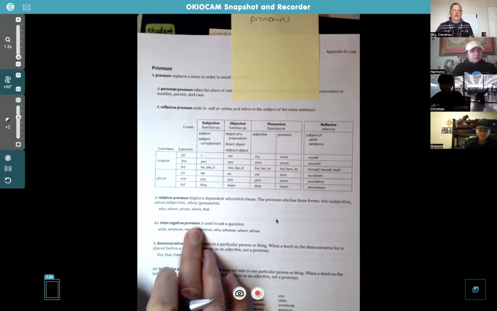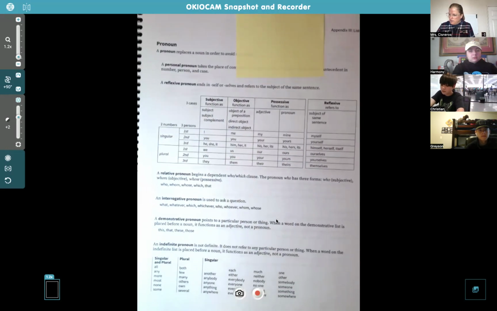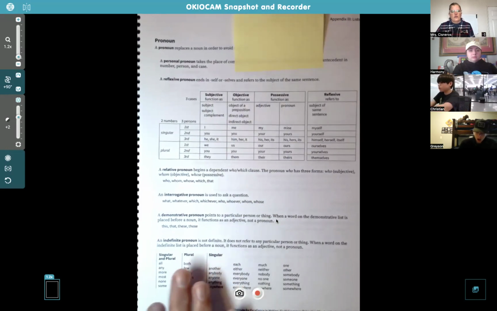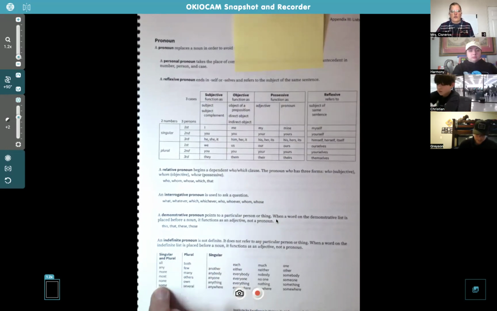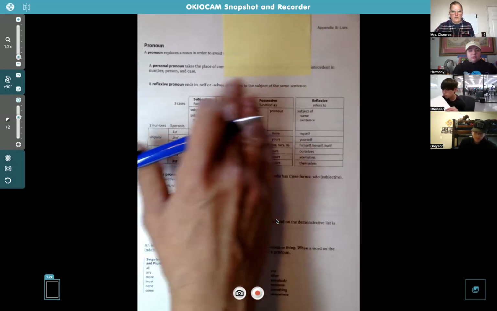And then interrogative, we know. Demonstrative, we know. And indefinite pronouns, we know. So this page has a big list on the bottom here of the indefinite pronouns: singular, plural, and then this can go either way. But let's look at this chart back up here.